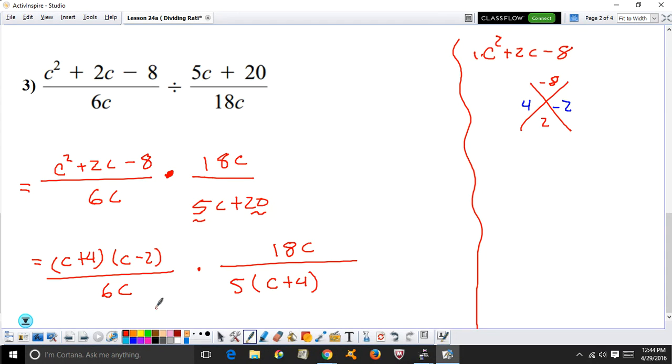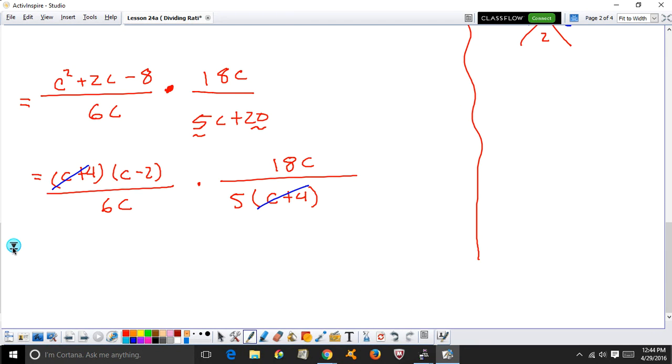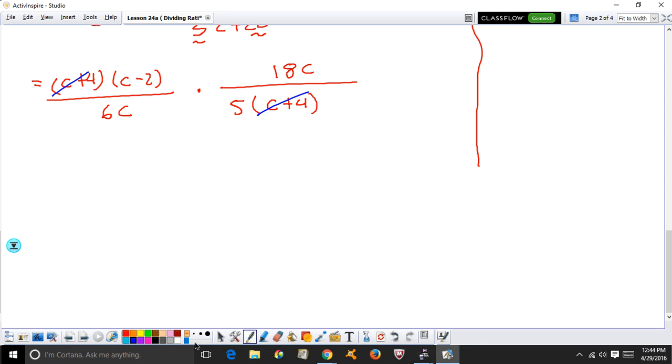Okay, so now we have this big mess. Let's see if anything cancels out. I see that the c plus 4s can cancel out here. What else? I see that this c cancels out with this c. Is that all that can cancel out? Well, it seems like it.